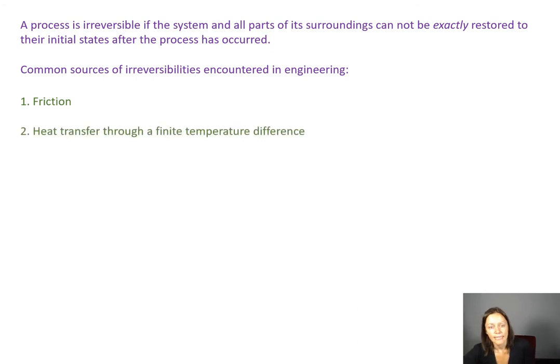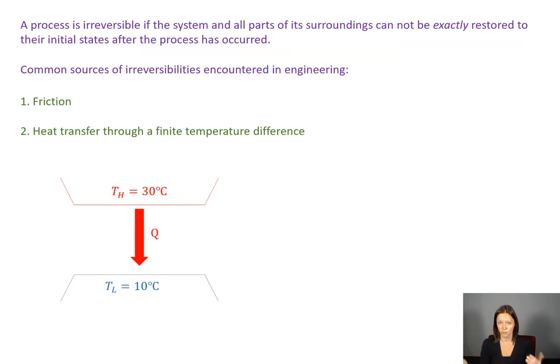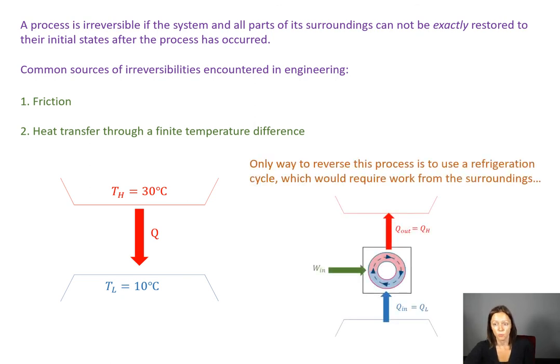Now let's see, maybe I've got heat transfer through a finite temperature difference. That's another source of irreversibility encountered in engineering. When we say finite temperature difference, we mean not really, really close to zero. So maybe you've got a body at 30 degrees Celsius and a body at 10 degrees Celsius, and of course heat is going to be transferred from the hot to the cold. You can't reverse that without having any consequence on the surroundings, because the only way to reverse that would be to throw a refrigeration cycle in between.